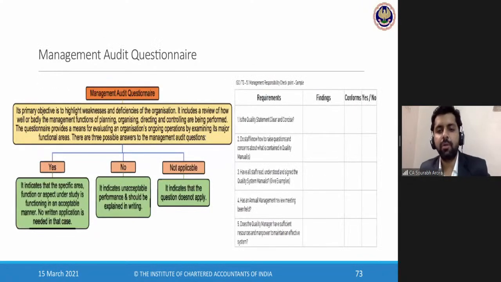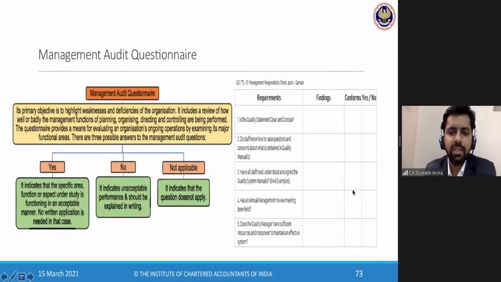Now, what is the management audit questionnaire? So this is an example of a management audit questionnaire. This is not provided in the study material. You need not remember this. This is just for reference so that you can understand whatever is written over here. So its primary objective is to highlight weaknesses and deficiencies.